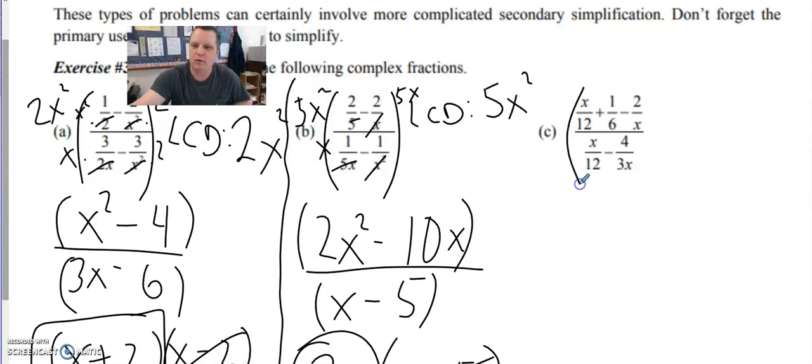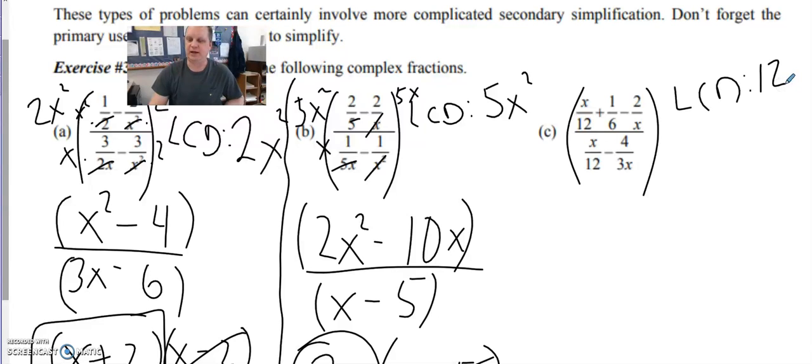All right, now, many minor fractions. Same process, though. Look at the leading coefficients, or all the coefficients. What do we have? We have 12. That's the highest, or the least common multiple of all of them. And then there's an x, too. Don't lose the x. So we're multiplying everything by a 12x.